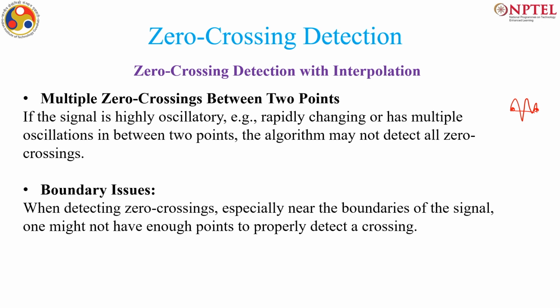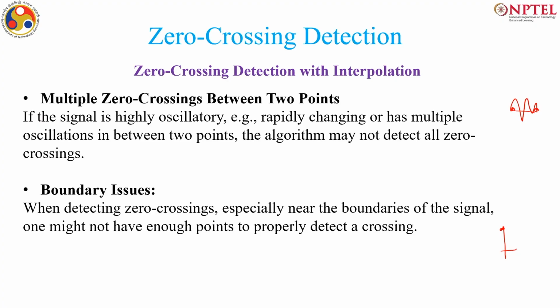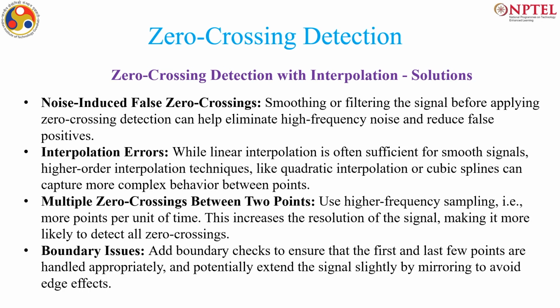So, what are the other issues? The boundary issues: we have the boundary of a signal and we cannot apply the method there, because we have to neglect the boundary pixels, since we cannot find an n minus 1 for the first sample and n plus 1 for the last sample. So, often the boundary is neglected and the boundary pixel may be a zero crossing, you never know. So, how to solve these issues?